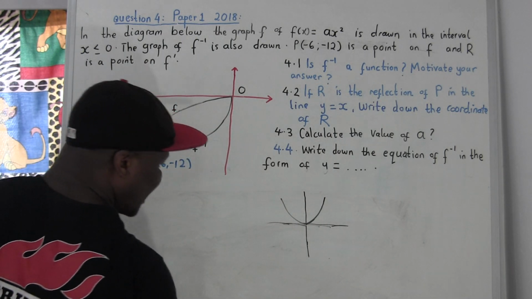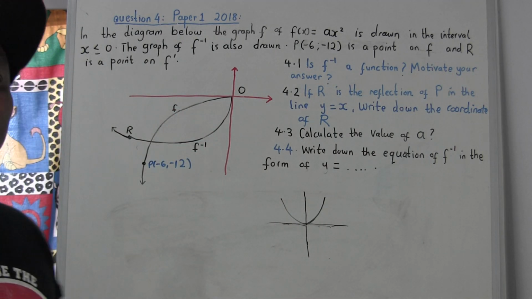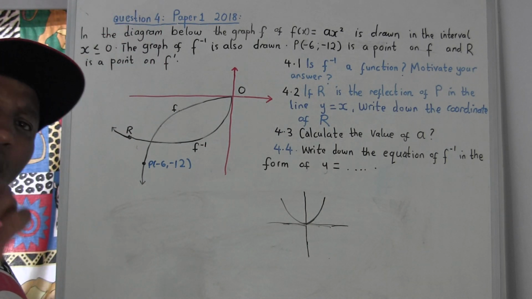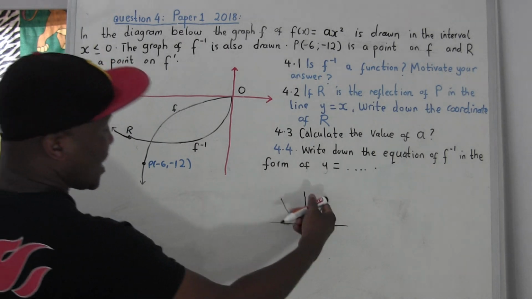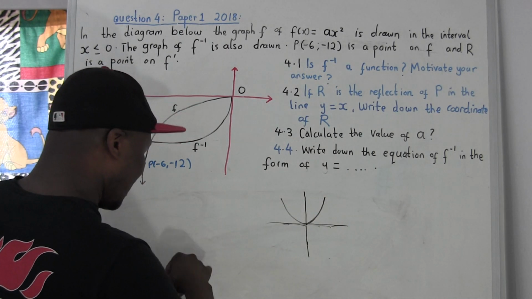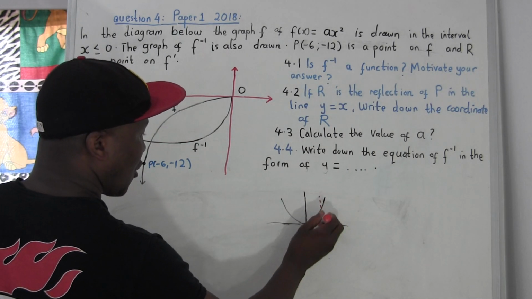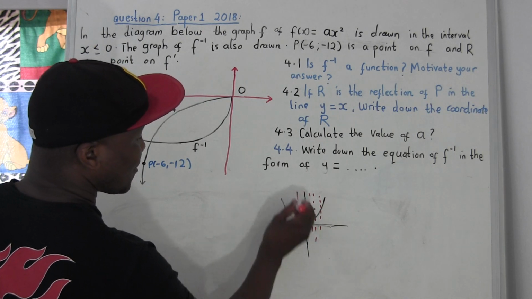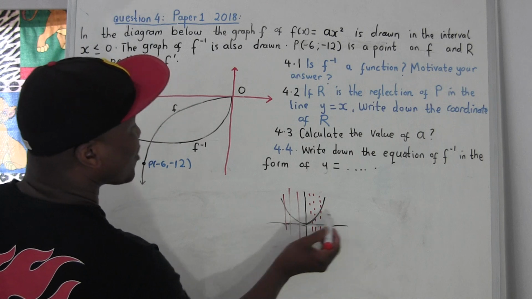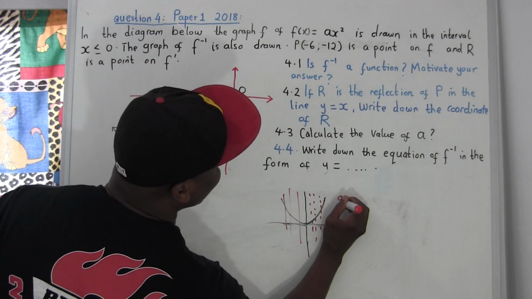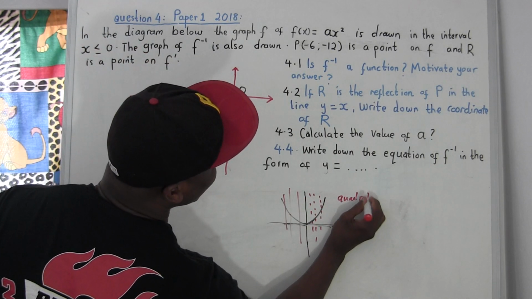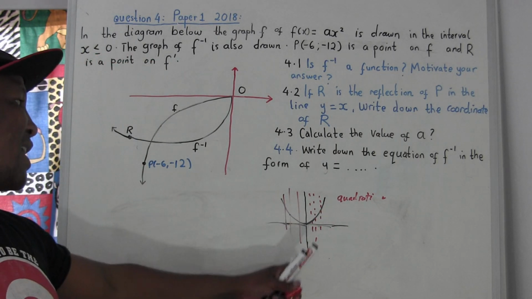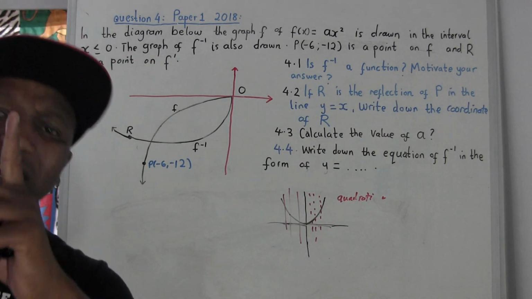How do you test a function? You test any function by drawing a vertical line. If the vertical line cuts once, then it's a function. Okay, now, for example, if this is a function, let's draw a vertical line and see. Look, it cuts only once on the graph. Yes, it is a function. So this is a quadratic function, because when you draw vertical lines by the vertical line test, it only cuts once at every point.